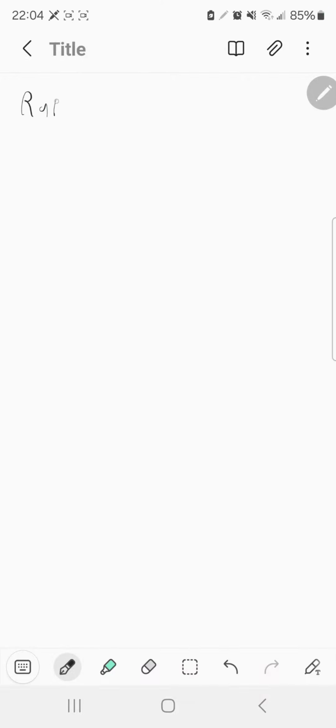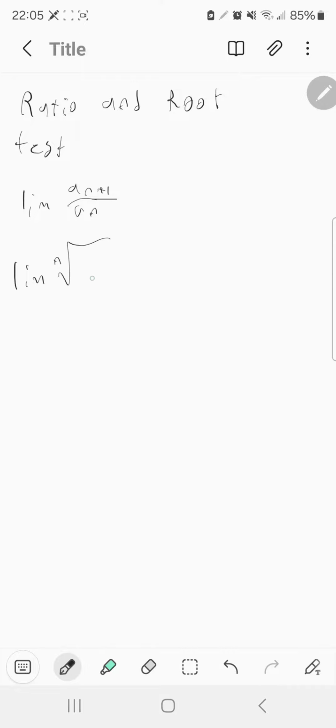Ratio/root tests. Now, for both these circumstances, you're going to take a limit, right? For the ratio test, it's going to be the limit of a to the n plus 1 over a to the n. Now, for the root test, it's going to be the limit of the nth root of a to the n. And for both these, you're looking for the same thing.